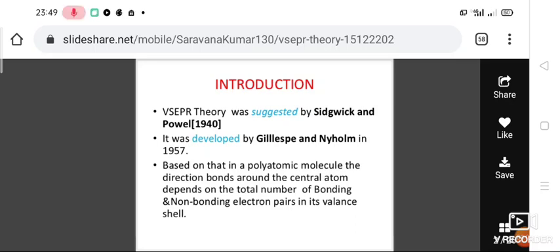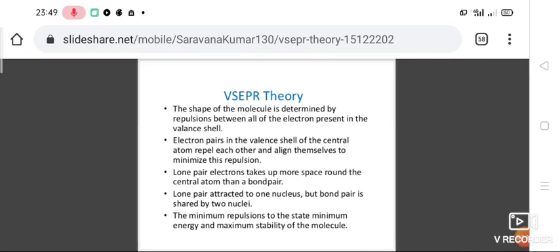You can go through this slide one by one. So it's introduction. Already we have explained what is VSEPR theory, how the shape of the molecule is determined.